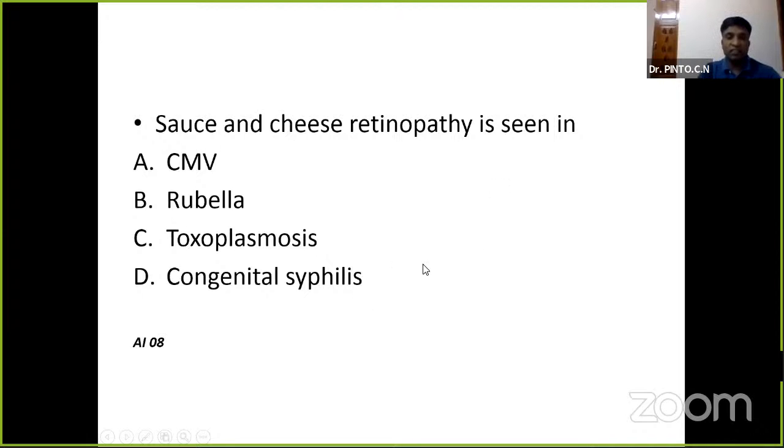Then you have congenital syphilis. Congenital syphilis will cause again salt and pepper retinitis. Along with that, there will be interstitial keratitis. But CMV retinitis will give rise to brush fire appearance or pizza pie appearance or a sausage cheese retinopathy.